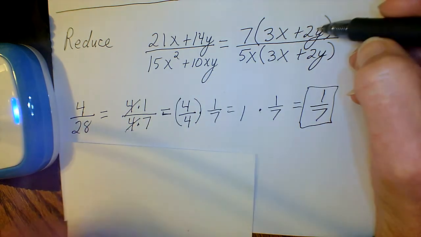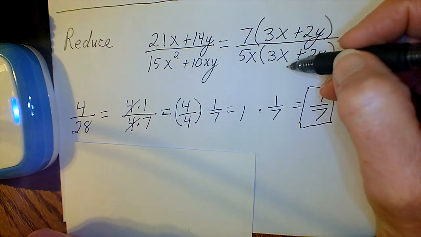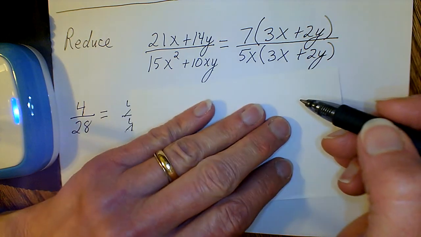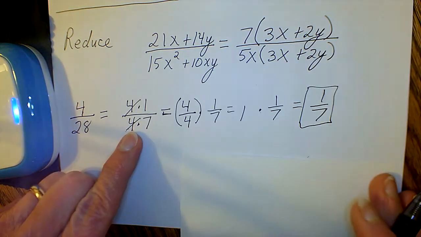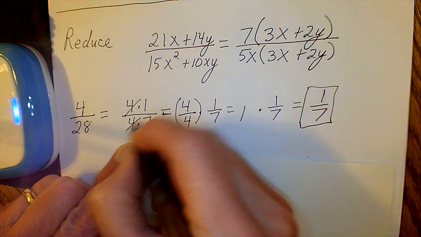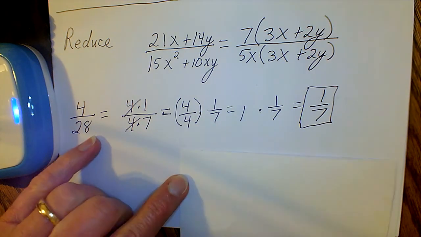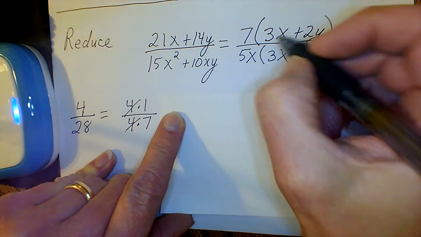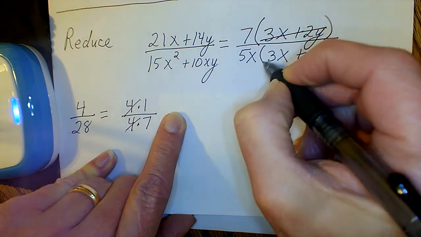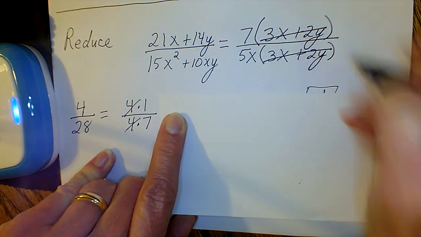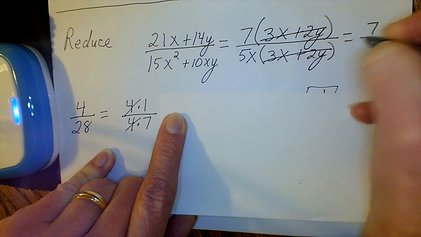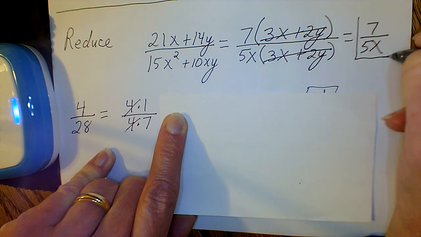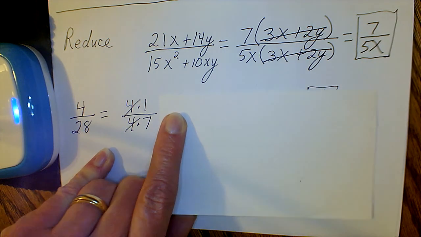Now that we have factored the numerator and the denominator, we find that we have a common factor. And since we have a common factor, we learned over here, then we can cancel the common factors, and our answer will be the part that remains after that. So let's cancel this common factor of 3x plus 2y, and that will leave us a 7 over 5x. And it becomes just a 2-step process.